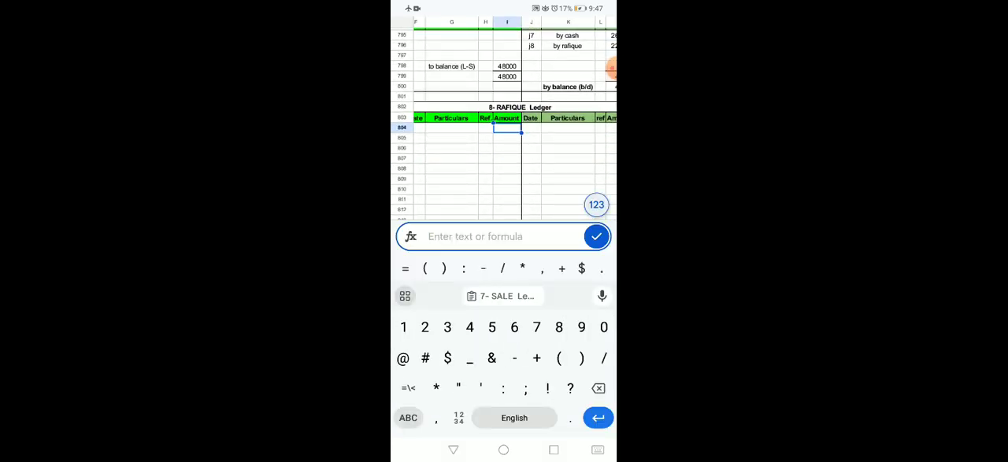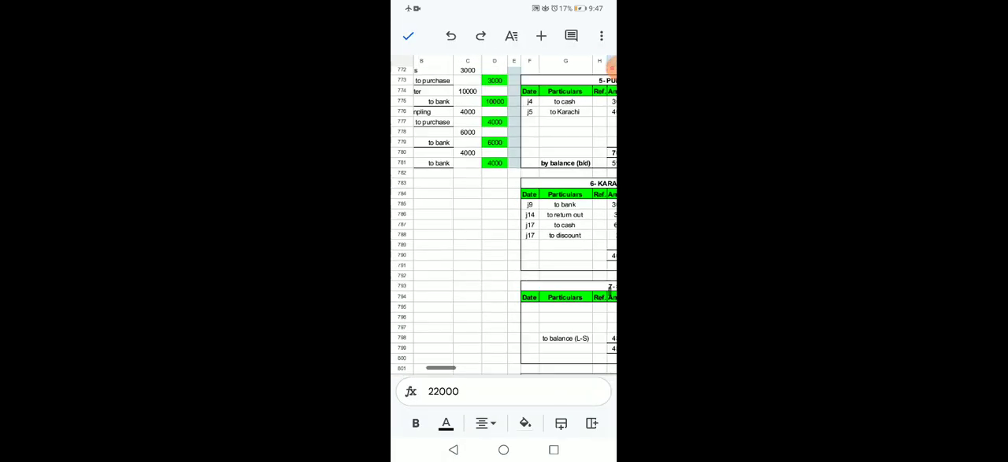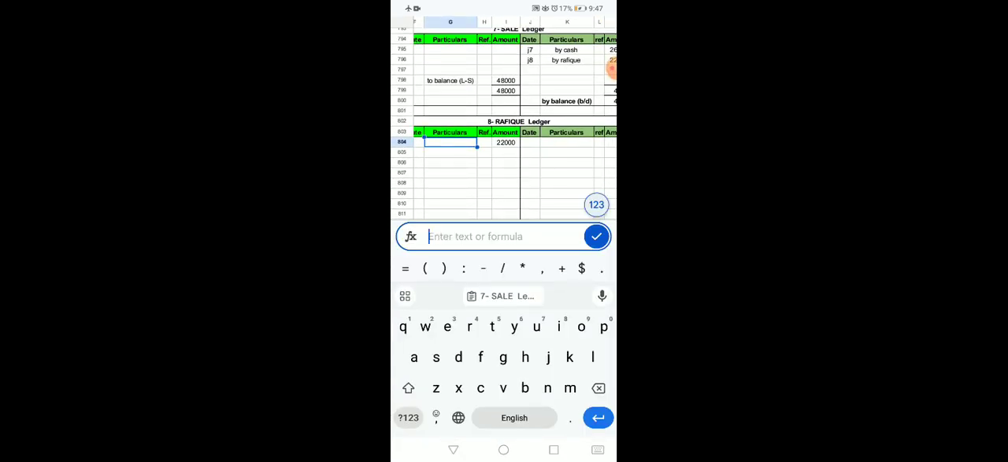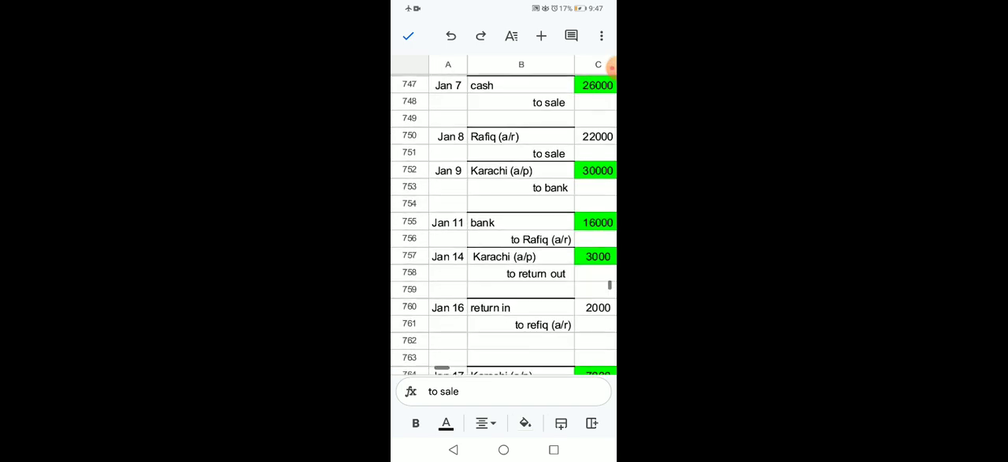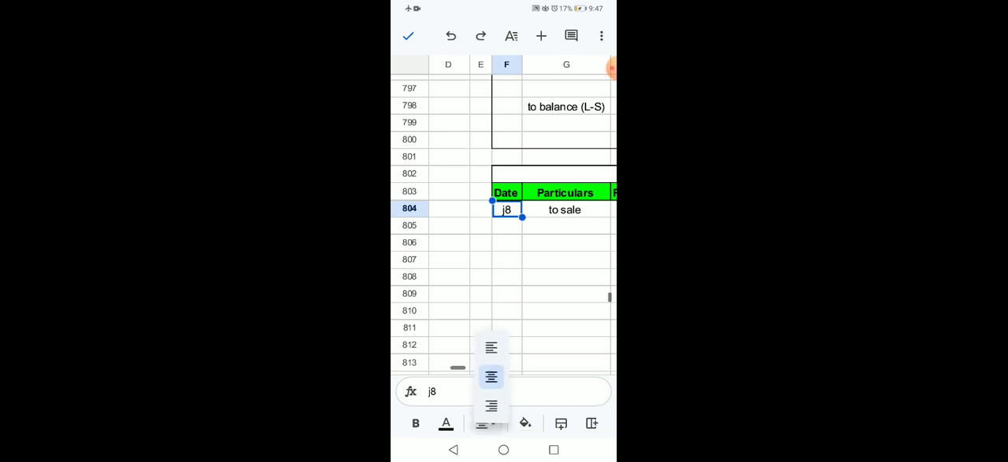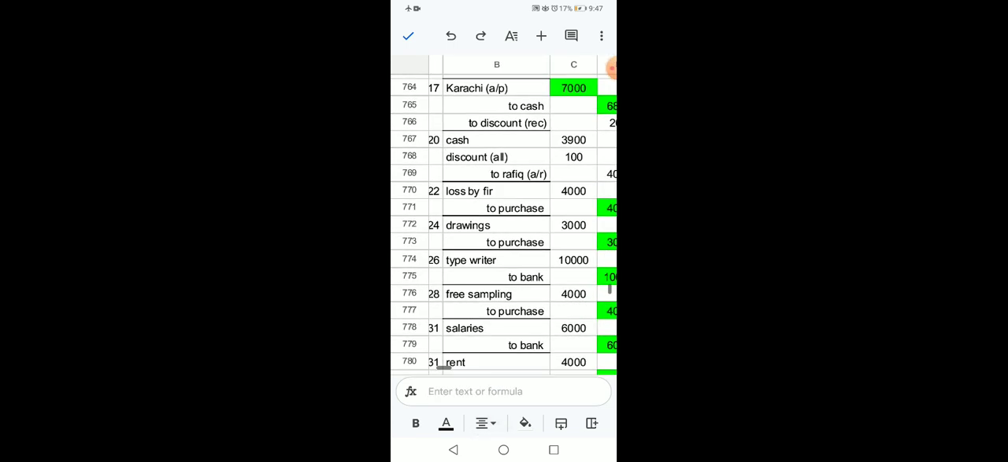Upper entries are completed. Here Rafiq comes with January 8. Rafiq is debited by 22,000. So you will go to the debit side and write 22,000 in the amount column. For 22,000, what is the reference which is written on the opposite side? It is sales. So you will write to sales in the particular column. For 22,000, now see what was the date. Date is January 8. Put January 8 in the date column.